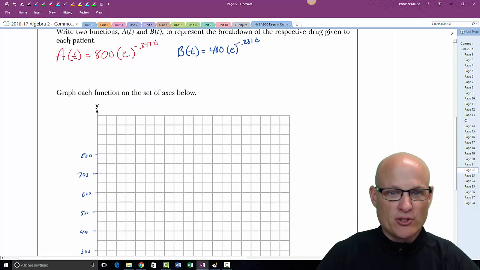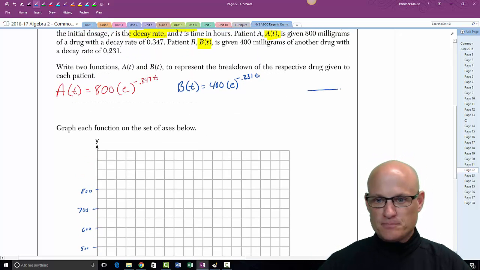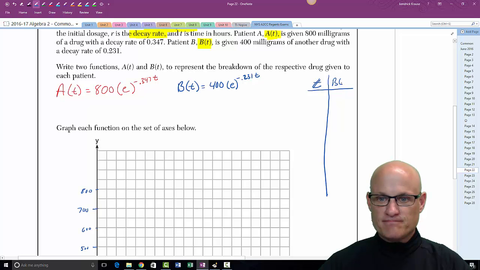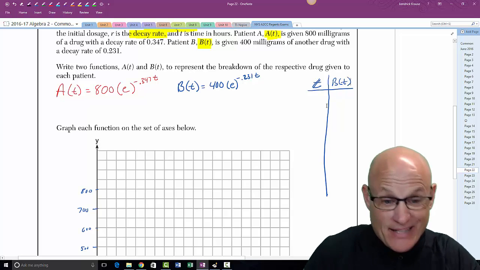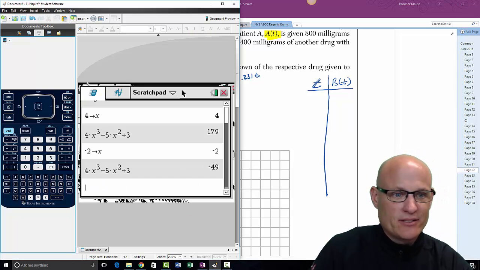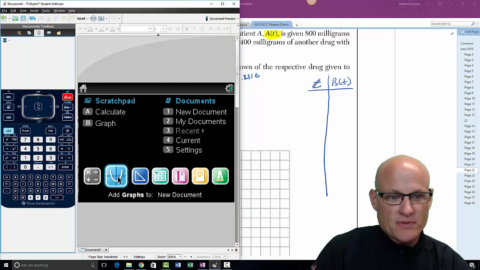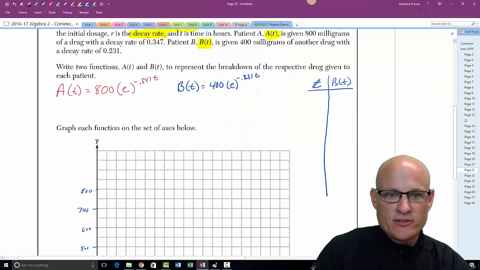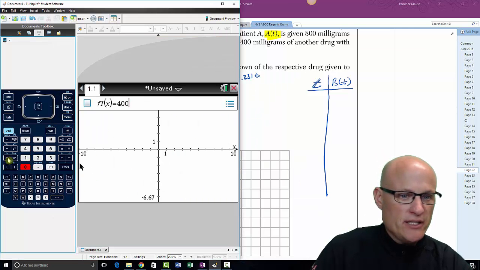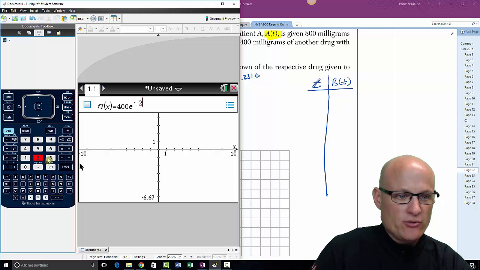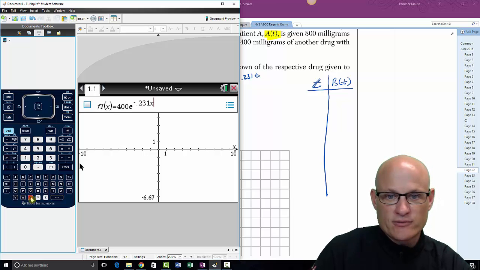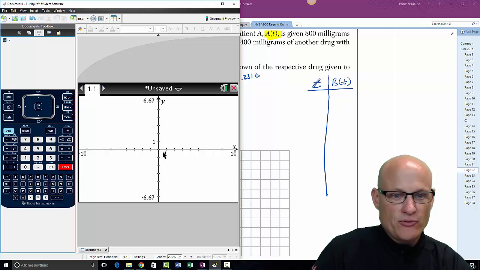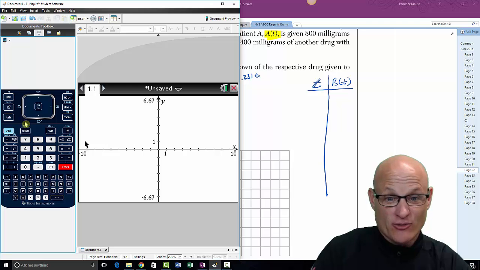So I'm going to do, since I've got blue, my table for blue. T and B of T. All right. I'm just going to get my table from my calculator. I don't know why anybody had a hard time with this one. Oops, got other stuff in there. Get rid of it. All right, so it is 400 e to the negative 0.231, and I got to use X. Enter. Oops, can't see it, but I know it's at 800 somewhere.